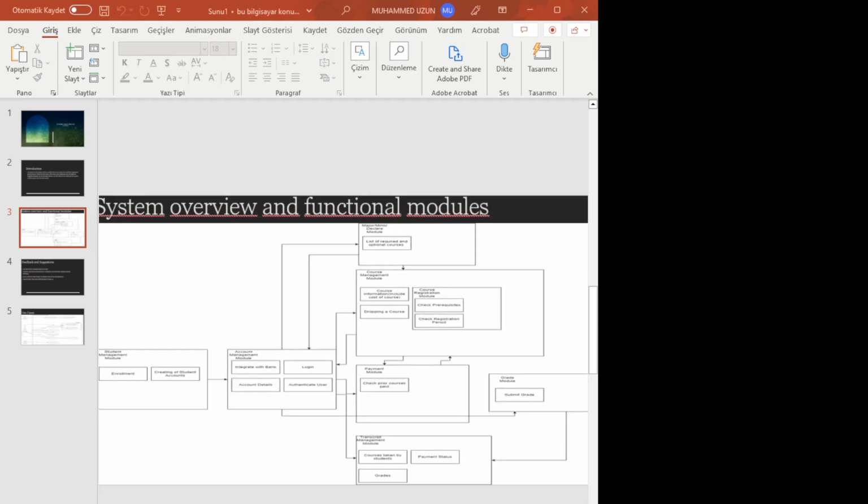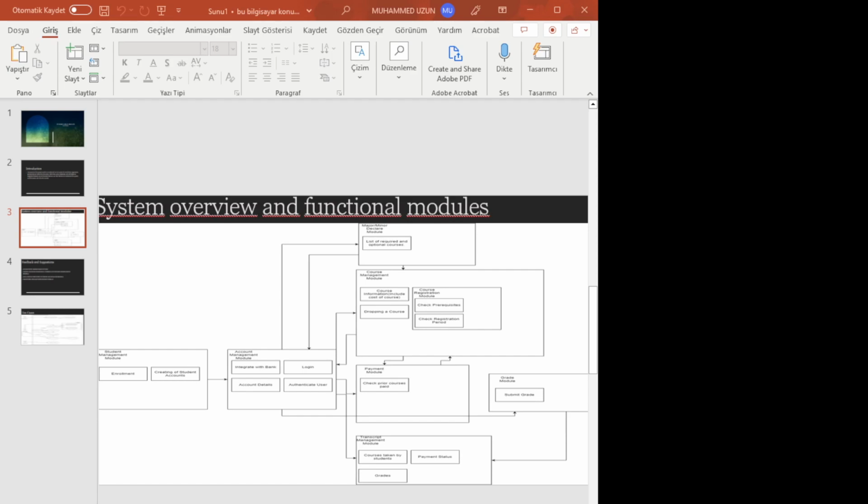Briefly, the student management module is responsible for managing student information. It includes features for enrollment and creation of student accounts. The student must have an account in order to do anything in the system, and this module interacts with the account management module. The account management module is used to log into the account. It allows integrating the account with the bank and viewing the account details. Most importantly, it distinguishes between students and professors by verifying the user.